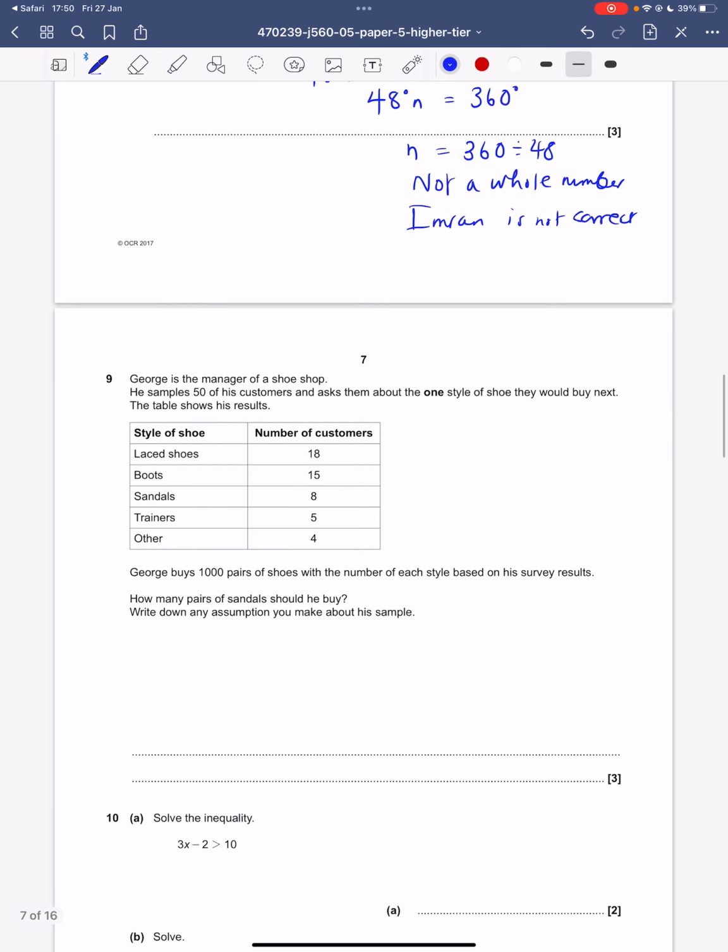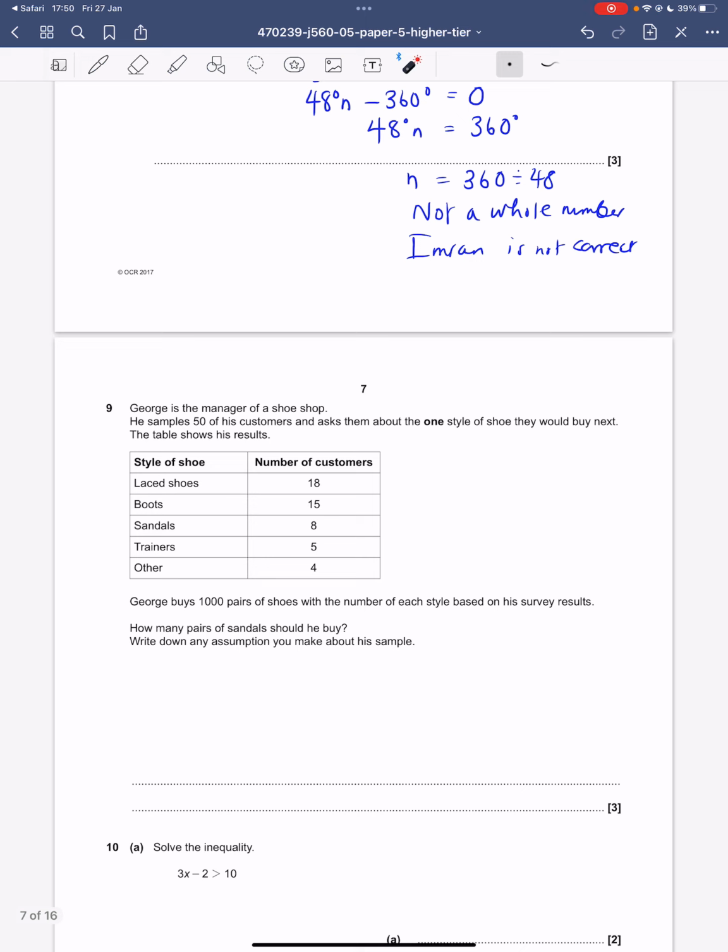Okay. Number 9. George is the manager of a shoe shop. He samples 50 of his customers and asks them about the one style of shoe they would buy next. The table shows his results: laced, boots, sandals, trainers, or other. This is how they responded. George buys 1,000 pairs of shoes with a number of each style based on his survey results. How many pairs of sandals should he buy? Write down any assumption you make about his sample.